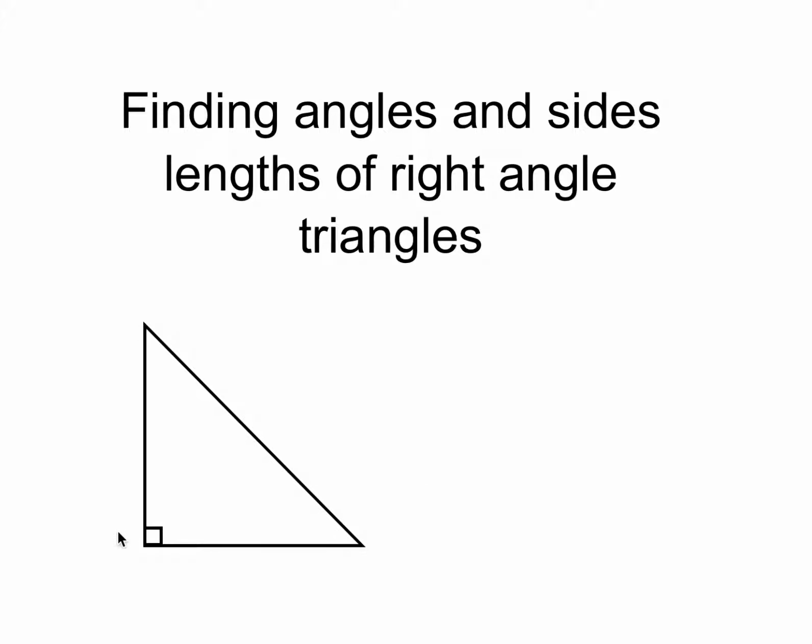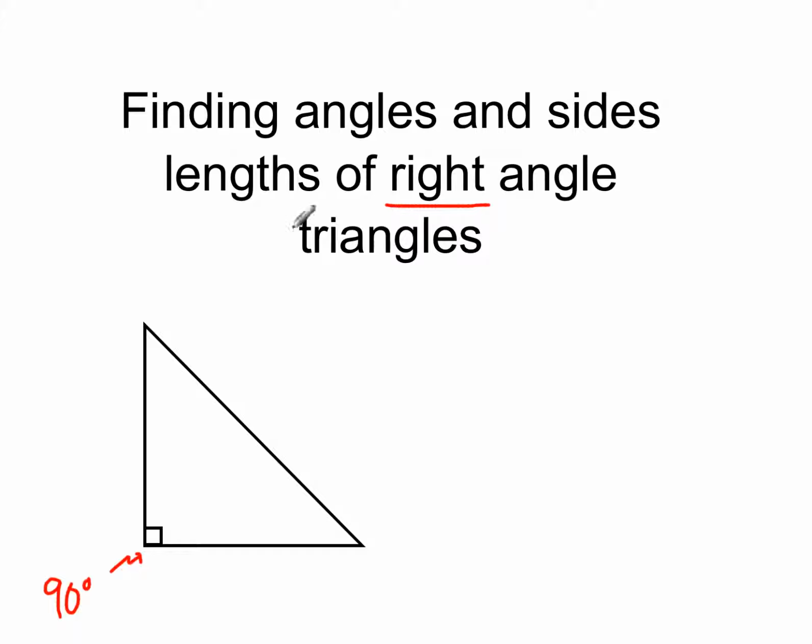The first thing I want to talk about is it says right angle triangle. Well, let's just remember the right angle is right here. What does a right angle mean? It means it's 90 degrees. That's all it means. So every time you see the little box or it says right angle, we know that this one right here is 90 degrees.